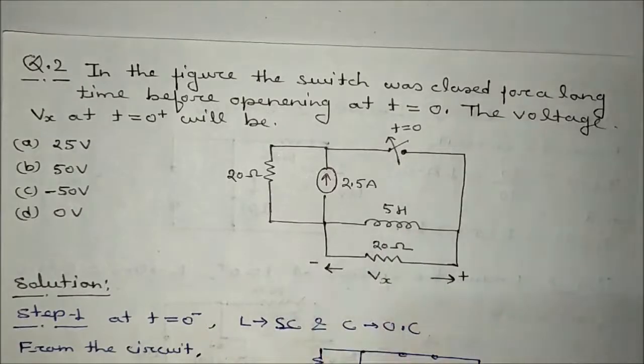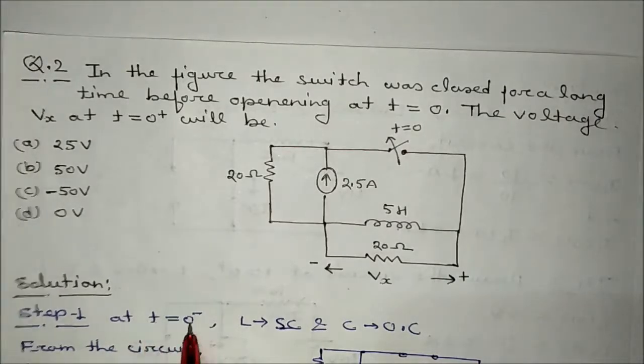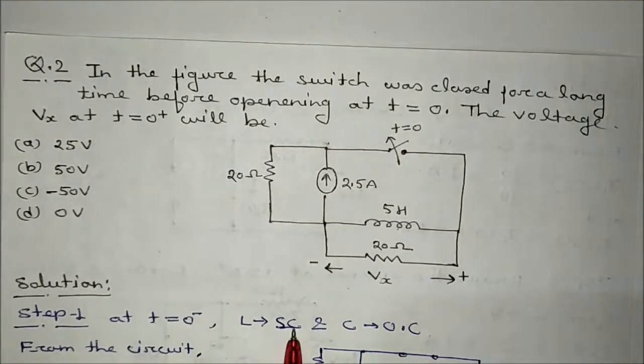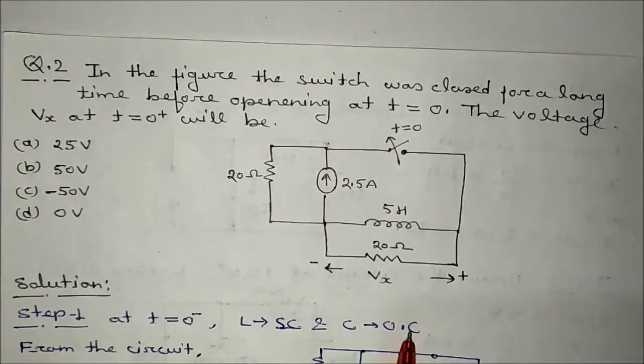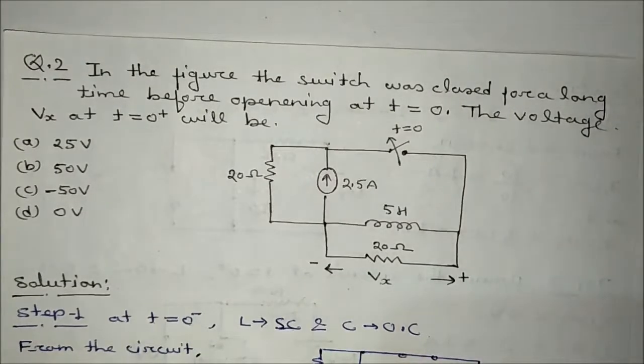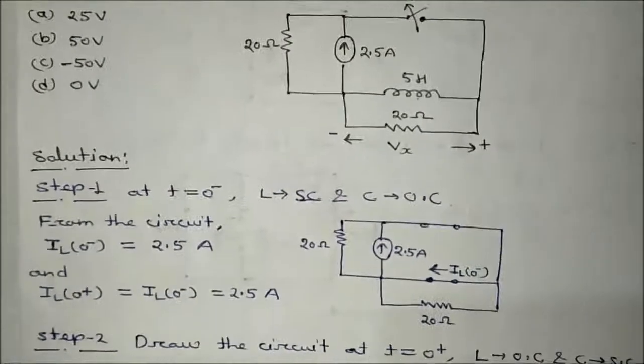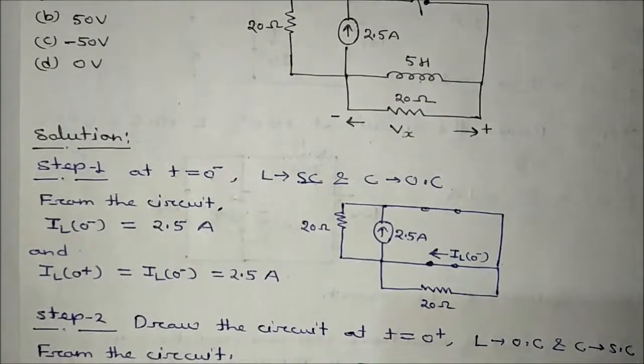This problem is based on the t equal to 0+ condition, so we will follow all the concepts we have done for that condition. Step 1 is to find the initial values at t equal to 0 minus. L will be shorted, capacitor will be open circuited. Draw the circuit at t equal to 0 minus, with the switch closed. I have drawn the circuit for t equal to 0 minus, and it looks like this.